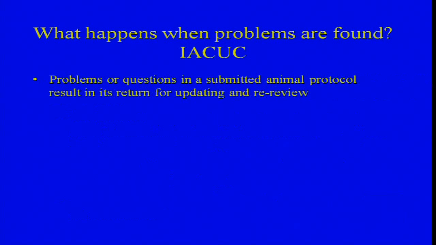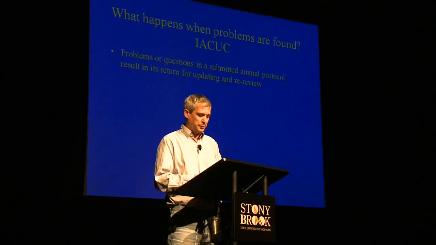So when problems are found, if they're found during the protocol submission process, this is usually the easiest thing to take care of because the protocol hasn't been approved yet. Usually when we review the protocol, we'll come back with a list of concerns or questions or things that they've missed, missing information, or things that are not consistent with the regulations. Those comments will go back to the investigator. They have a chance to then rewrite it and resubmit it, and hopefully it will pass the second time. So those are relatively straightforward.